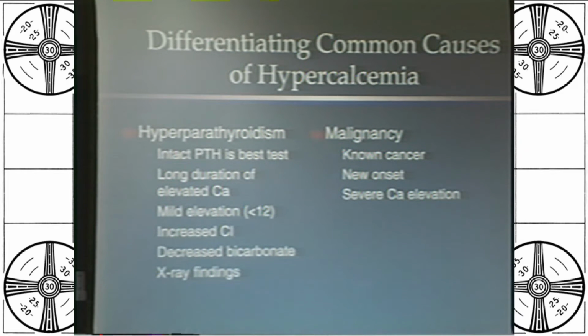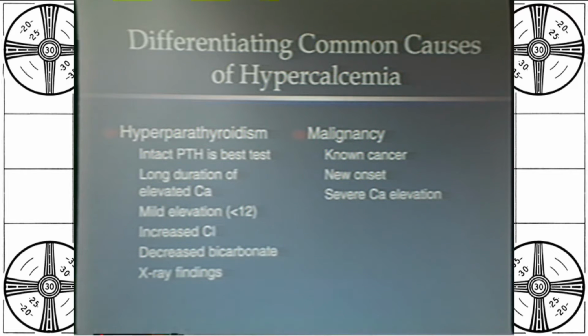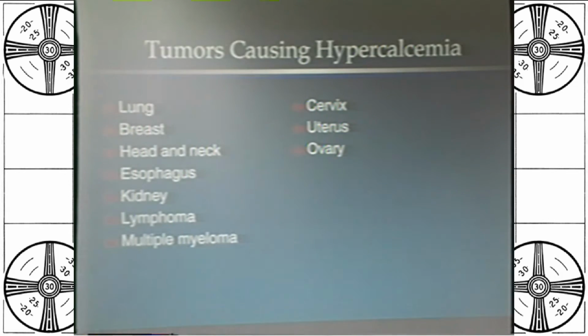Of the two common causes, hyperparathyroidism and cancer, it's usually not that hard to differentiate the two. If you know the person has cancer, that's likely the cause of it. If they've had elevated calcium for a long time and have not been particularly ill, or the elevation is mild, it's likely not to be cancer but to be hyperparathyroidism. And then you can measure intact parathyroid hormone, and that's an easy and very accurate way to differentiate the two. Cancers causing hypercalcemia: lung, breast, head and neck, esophagus, kidney, lymphoma, myeloma, and then genitourinary cancers.